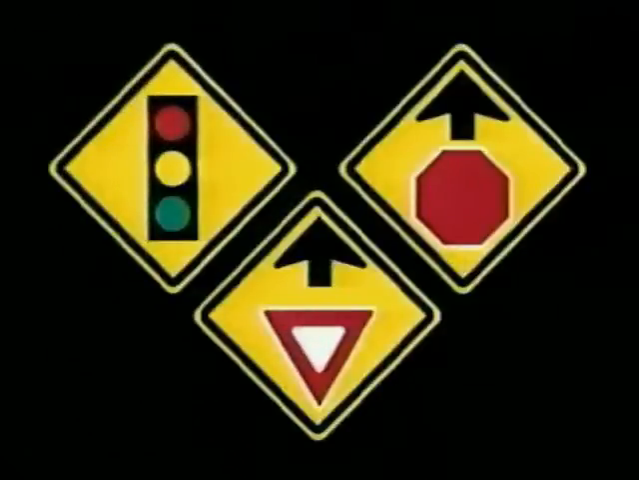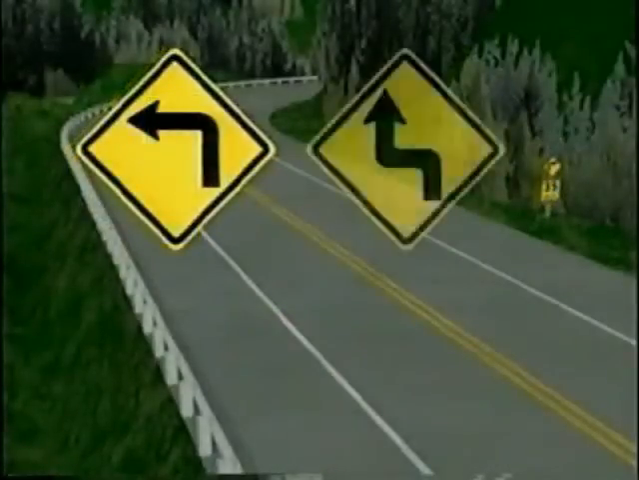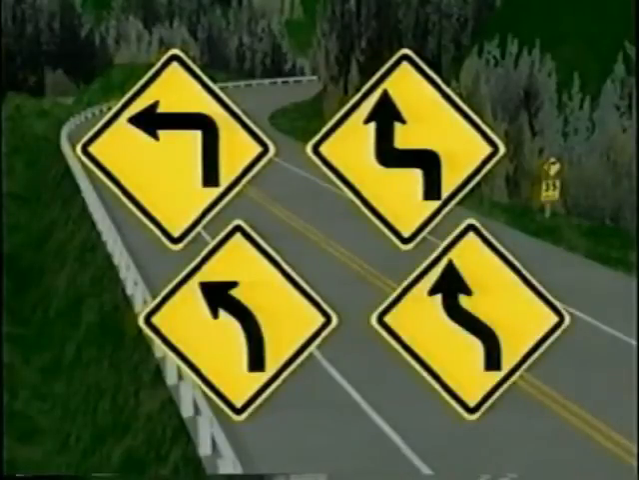An advance regulatory sign is designed to warn drivers of the corresponding regulatory sign ahead. When you see these road signs, you must slow down and be prepared to stop. The advance turn or curve sign, by the shape of the arrow, warns all drivers of what awaits them ahead.